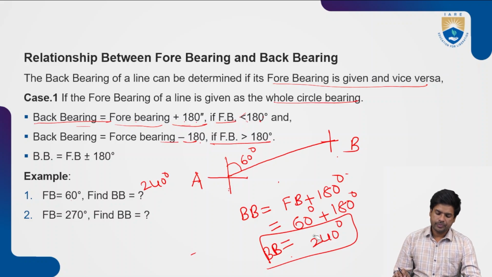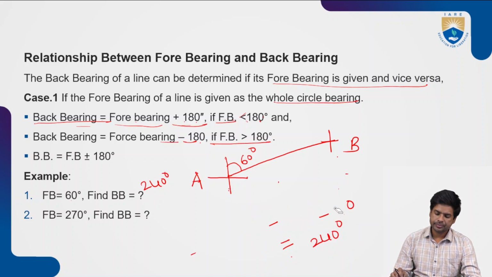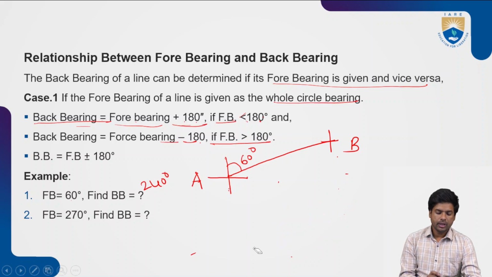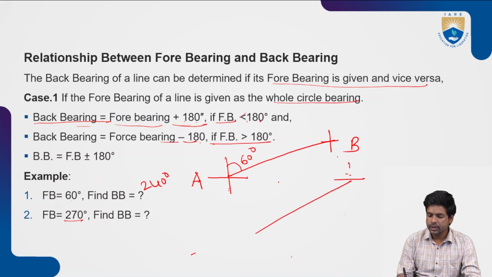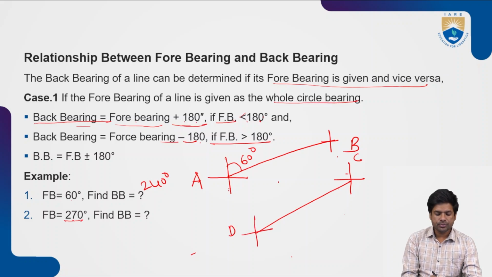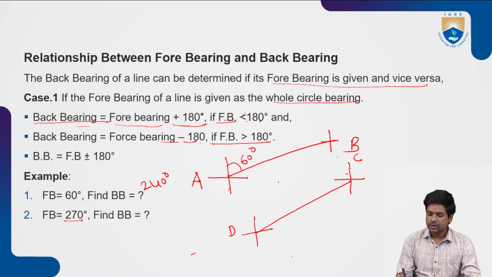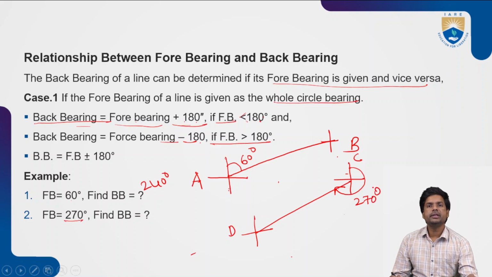Now next question we will see. The forebearing value is 270 degrees. So now here, suppose if you take another line that is CD, now this is the station C and this is the station D. Now the forebearing value is 270 degrees. That means from here to here it is making 270 degrees. The angle is 270 degrees.